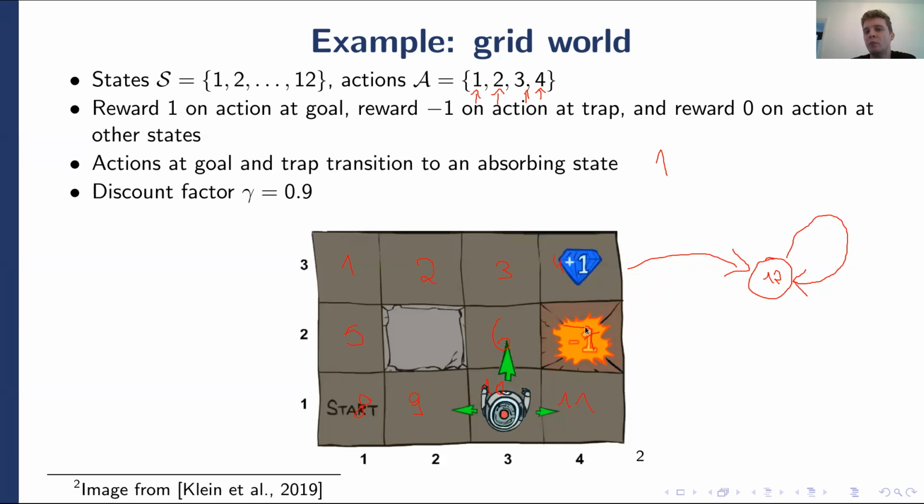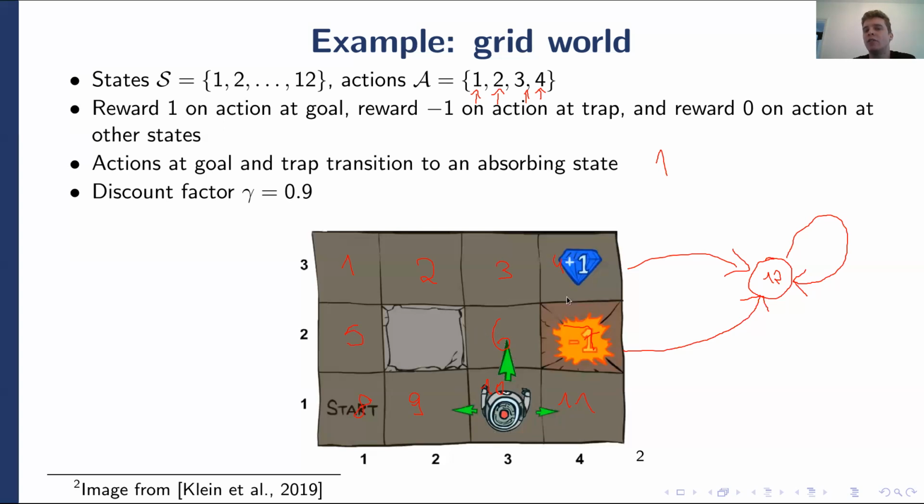Similarly, when the agent moves to this state here, which is called a trap, the agent doesn't receive any reward. However, after it takes any action inside this state, the agent will transition to the absorbing state and stay there forever and not receive any more reward. So again, how does the environment work? Well, you have 12 states, 1 for each position of the board, and you also have this absorbing state. The agent has 4 actions in every state, go up, down, left, and right, and it needs to choose one of those actions.